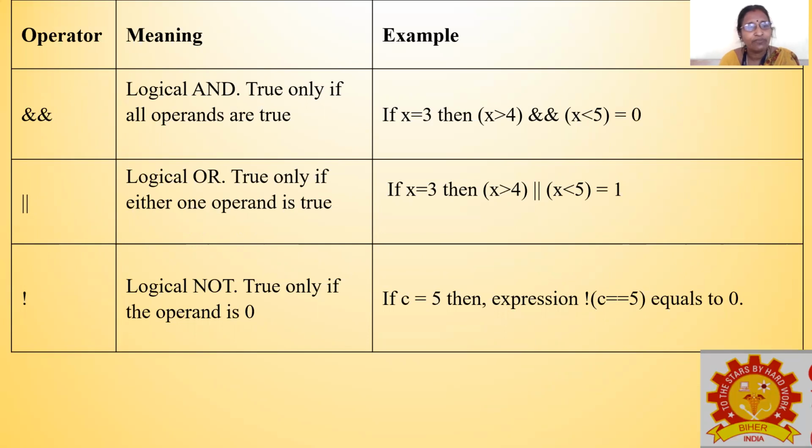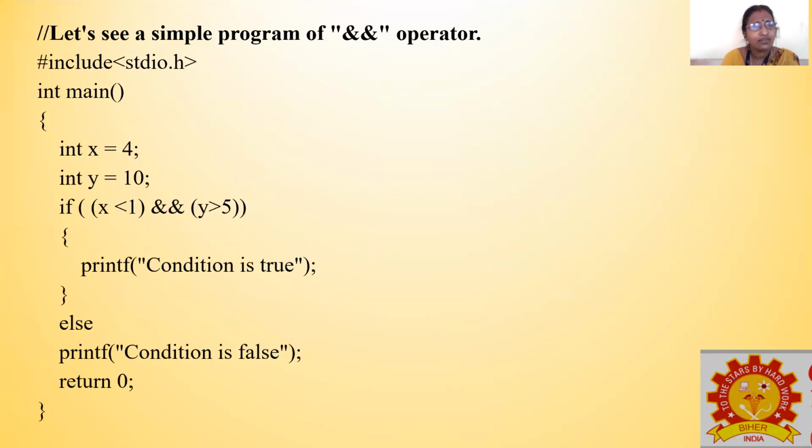Logical not, true only if the operand is false, that is 0. If C equal to 5, then the expression not of C equal to 5 is equal to 0. If C equal to 5, then the negation of C equal to 5 obviously will be evaluated to 0. Let us see a simple program of the logical AND operator. Int x is equal to 4, y equal to 10. x less than 1, no, x is not less than 1, but y is greater than 5.